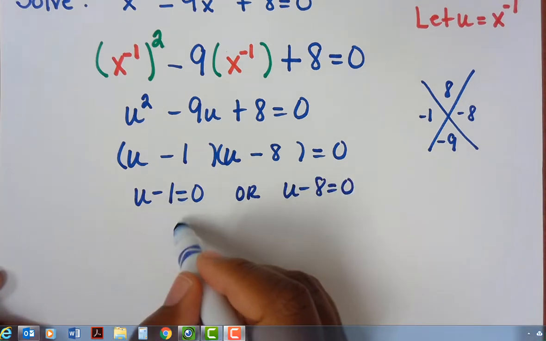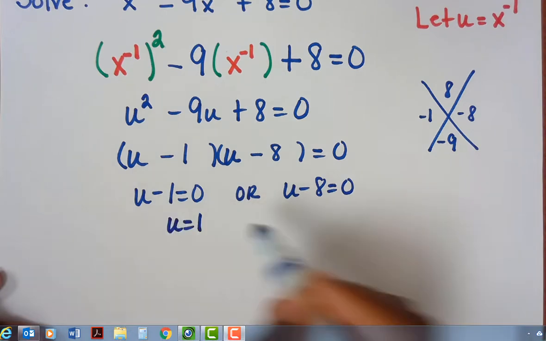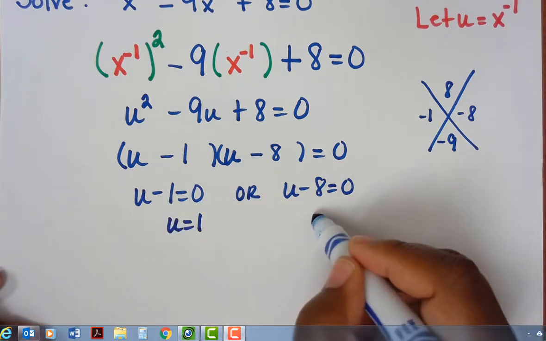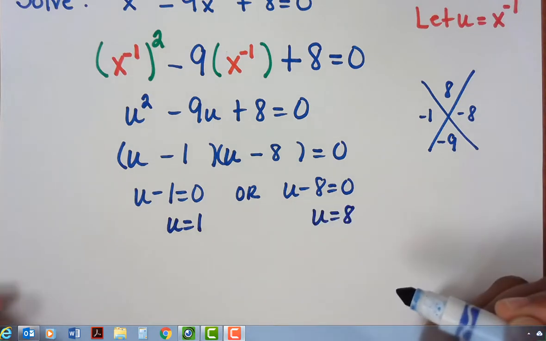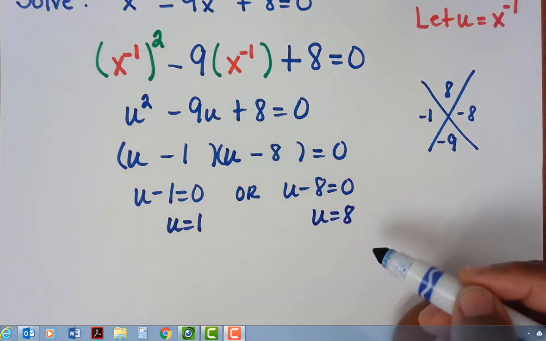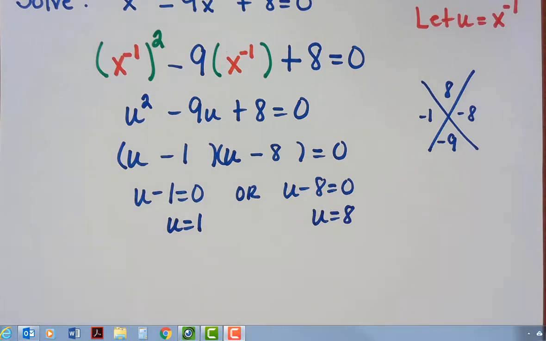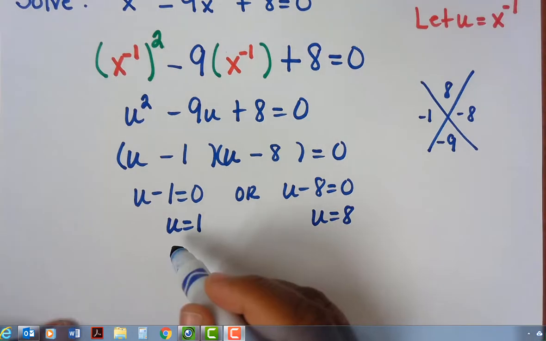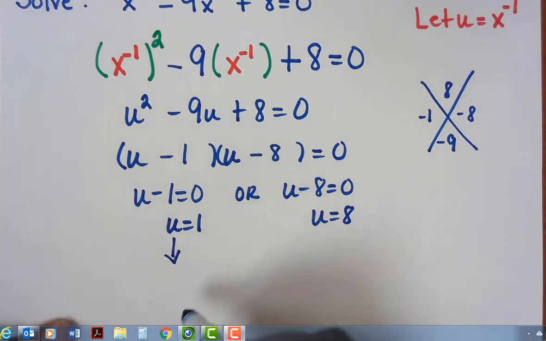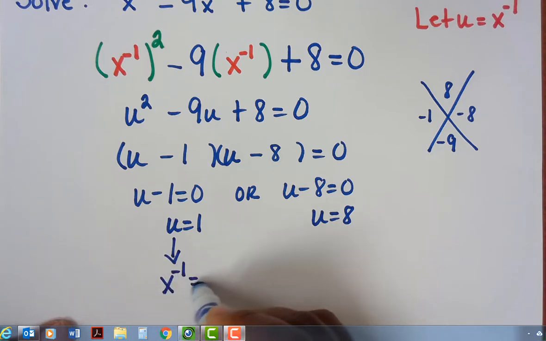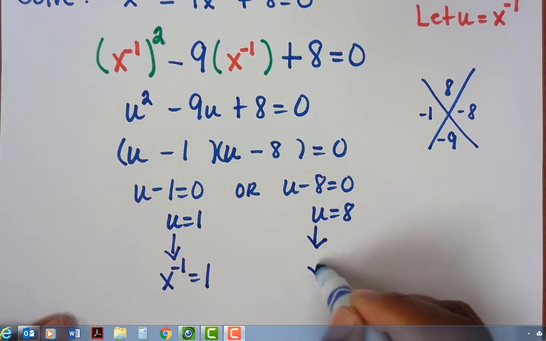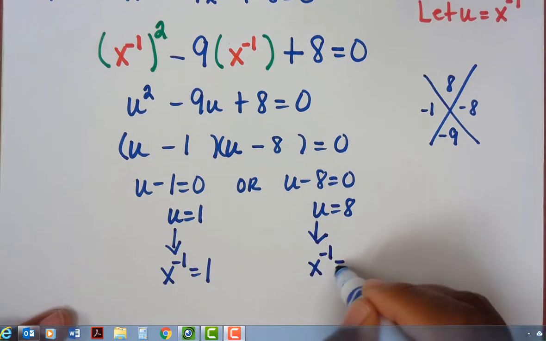u minus 1 equals 0, therefore u is 1. u minus 8 is equal to 0, therefore u is equal to 8. Now, are we finished? No, we're not, because the equation is asking us to solve for x. And as we solve for x, what we're going to go back and do is replace u with x to the negative 1. So x to the negative 1 is equal to 1. Where we see u, replace that with x to the negative 1 equals 8.